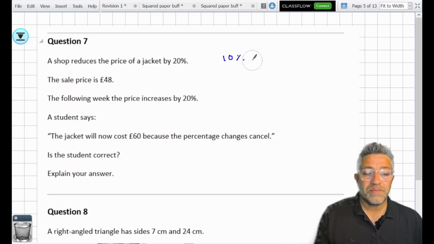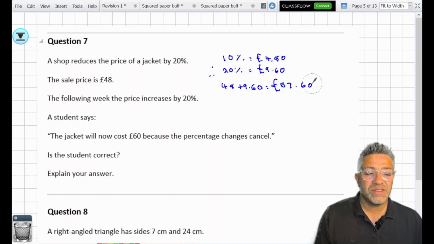10% will equal £4.80. Therefore, 20% will equal £9.60. 48 add 9.60 though equals £57.60. Is the student correct? No, the student is not.